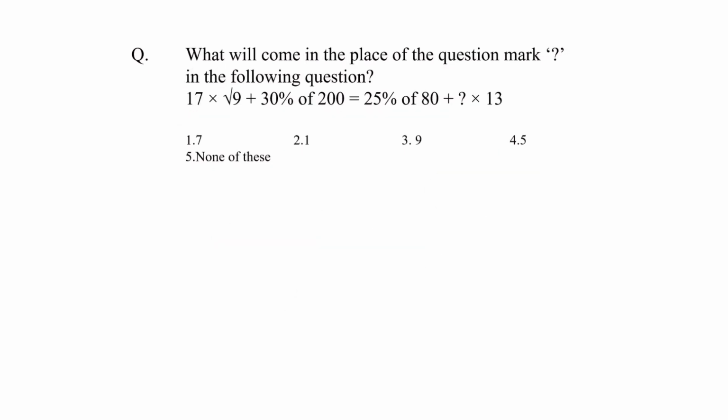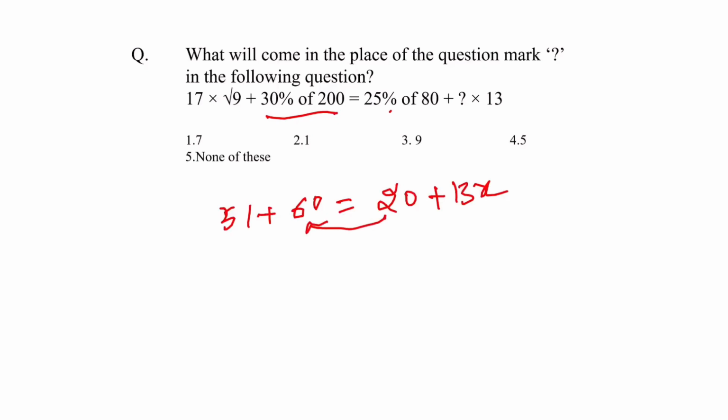17 into 3 is 51, plus 30% of 200 is 60, is equal to 25% of 80 is 20, plus 13x. 20 on the left side: first 60 minus 20 is 40, 40 plus 51 is 91. 13x is equal to 91. x is equal to 7. Okay, first option is the correct answer.